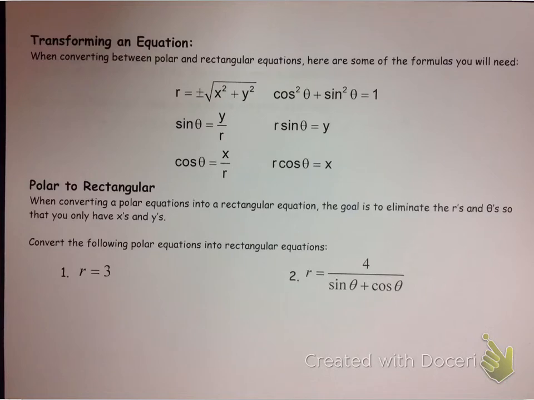So transforming an equation uses all the same equations as transforming coordinates. It really is just a matter of meeting your goals. So when we convert from polar into rectangular, our goal is to eliminate the r's and the thetas, and we only want x's and y's in our equation. And there's almost always more than one way to go about doing that. But most of the time it simply means substitution and maybe a little bit of rearranging or simplifying. So like this, you see there's r right here.